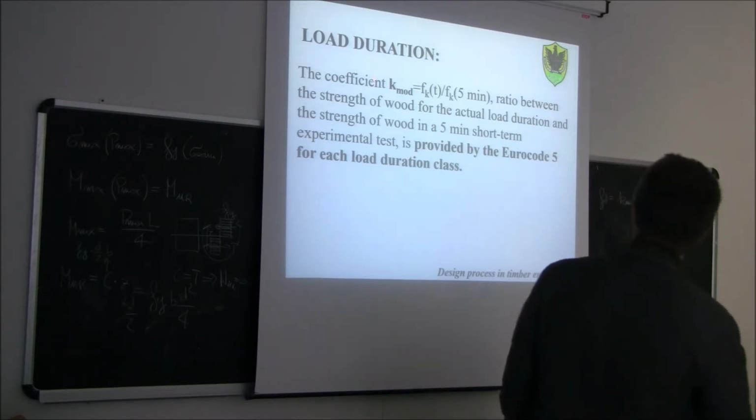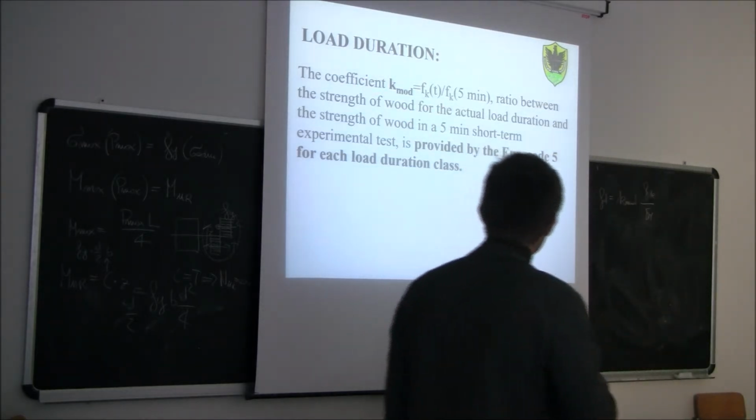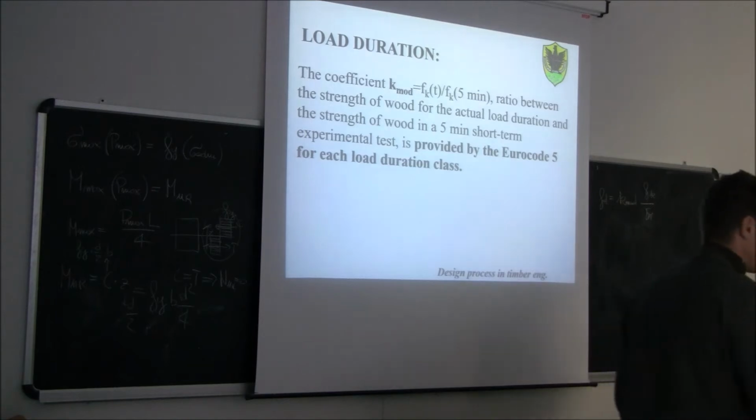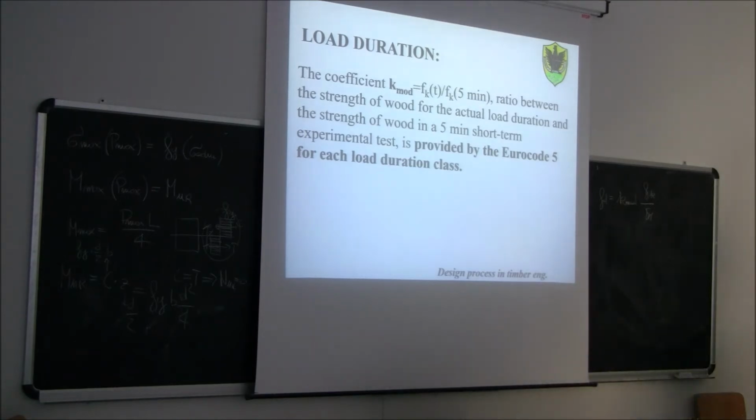Just to keep in mind, the coefficient K mod is the ratio between the strength of wood for the actual load condition and the strength of wood in a 5 minute experimental test. So, the strength of wood in the actual load condition, and the strength of wood that you would get if you were to perform an experimental test lasting 5 minutes, more or less. Okay? It's clear so far?